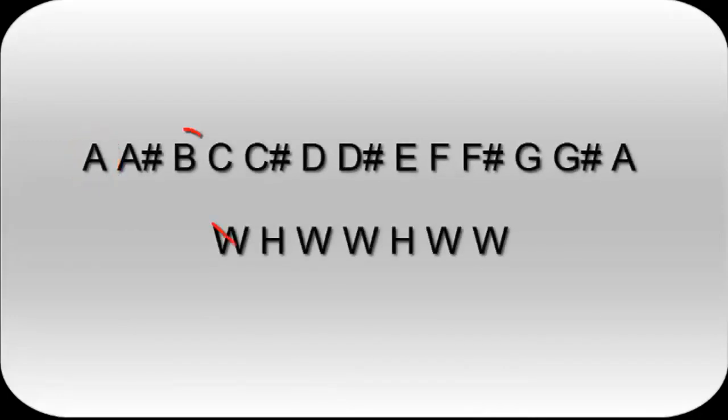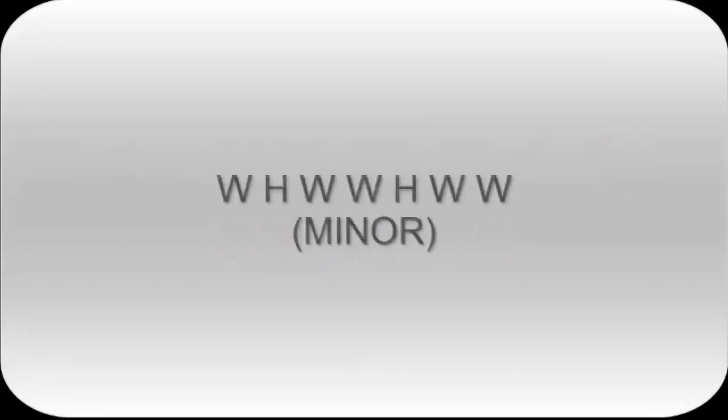Major is not the only scale type that we're going to use. Next, let's examine the minor pattern, starting on the note A. So, starting on A, whole step to B, half step to C, whole step to D, whole step to E, half step to F, whole step to G, and another whole step brings us back to A. So our pattern now is whole step, half step, whole step, whole step, half step, whole step, whole step, whereas the major pattern was whole step, whole step, half step, whole step, whole step, whole step, half step.